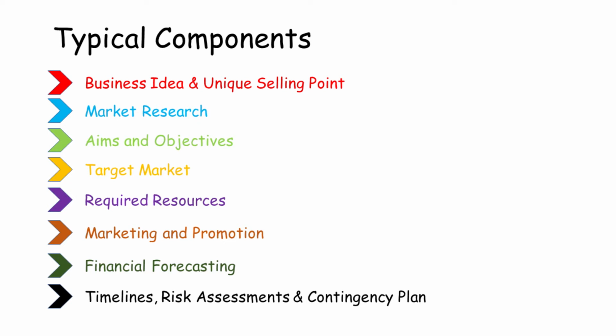You would then set out the required resources. This could be physical resources, human resources, or financial resources. However, we'll cover the financial resources in more detail later. You would also have a section on your marketing and promotion. So how would you advertise your business and what methods would you use and what budget are you going to set for your marketing? We'd then have a section for your financial planning.